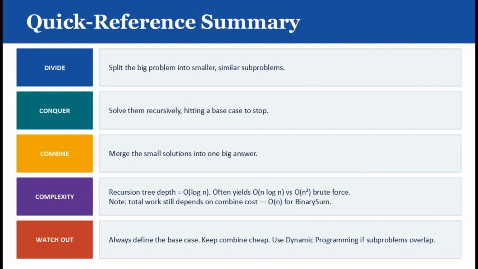Complexity. The recursion tree has depth O of log n. The total time depends on the combine cost, typically O of n log n, as in merge sort. For binary sum, the total work is still O of n, but the depth enables parallelism.